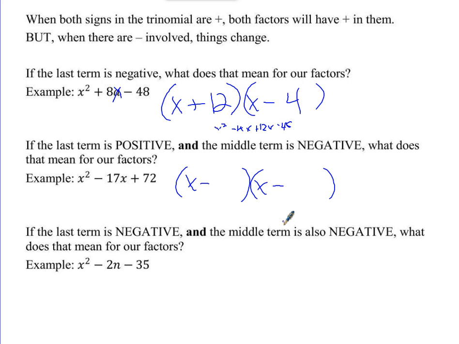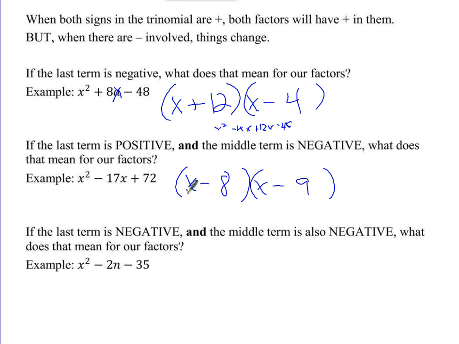Negative 8 and negative 9. Because 8 times 9 is 72, but negative 8 times negative 9 is also 72. And when I add those two things together, I do get negative 17. So it's negative 8 and negative 9. Little bit of thought here.